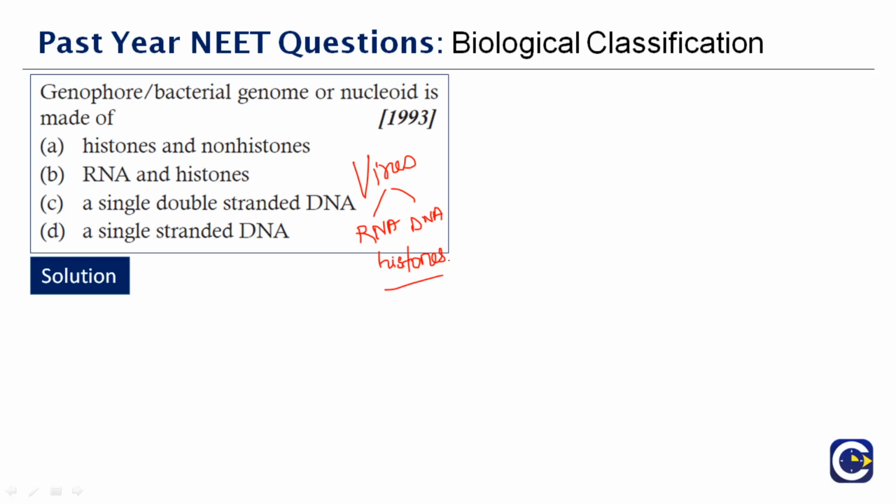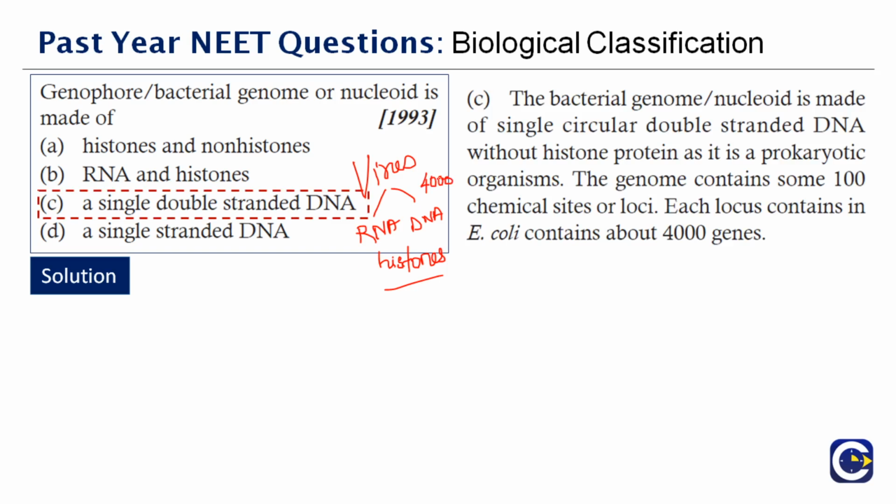So what are histones? They are special proteins. The genome contains some 100 chemical sites or loci. Each locus in E. coli contains about how many genes? It contains 4,000 genes. Therefore, the correct answer is option C, single double-stranded circular DNA.